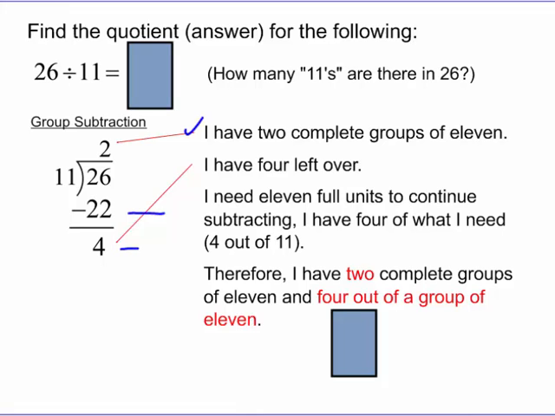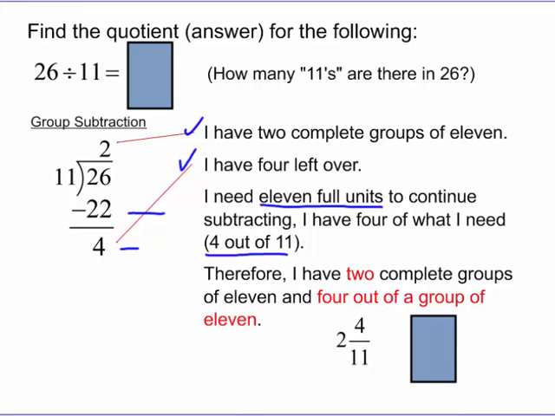So I have 2 complete groups of 11. I have 4 left over. I need 11 full units to continue subtracting, but I only have 4 out of that 11. So my final answer here would be 2 and 4/11ths, with a TH on there. So two whole groups of 11, and a partial group of 4/11ths.